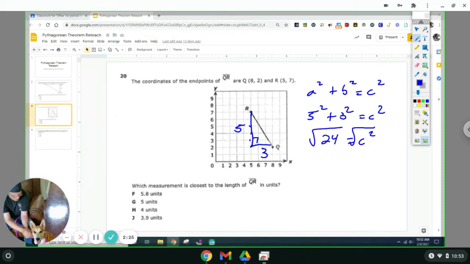Excuse me, 15 plus 9, that's way wrong. It's 25 plus 9. I'm so sorry, y'all. So it'd be 34, and you're going to square root 34. It comes out to 5.83, so 5.8.